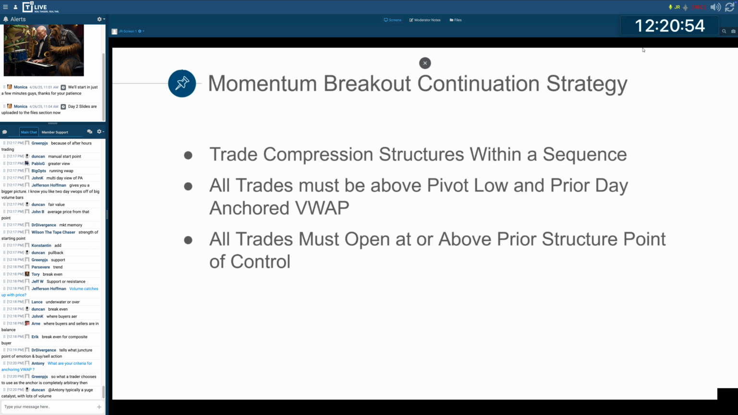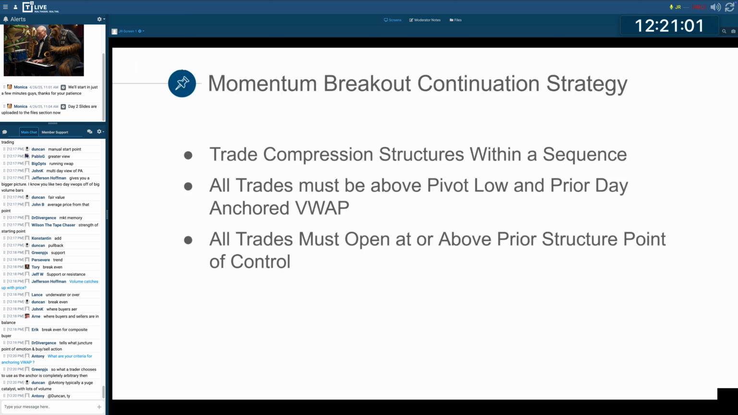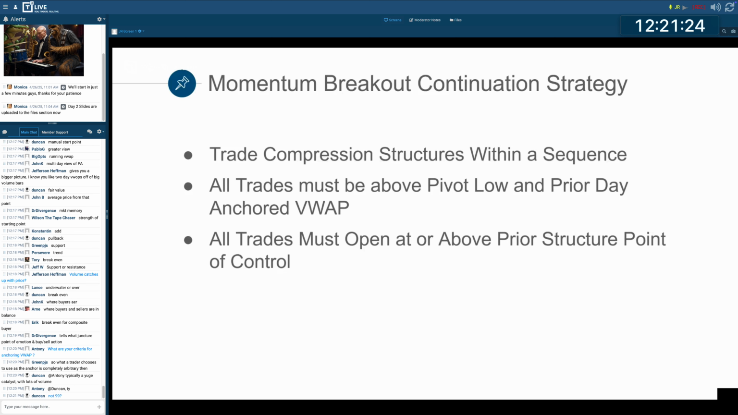So here's just a quick example of a momentum breakout continuation strategy. The only reason we're going through this one particularly is, for the people who aren't familiar with anchored VWAP, to provide an example, and then we're going to move on to the rules of volume profile. I have 21 rules that I use for volume profile, and we're going to go through each of them one by one, and then we're going to get into the charts.